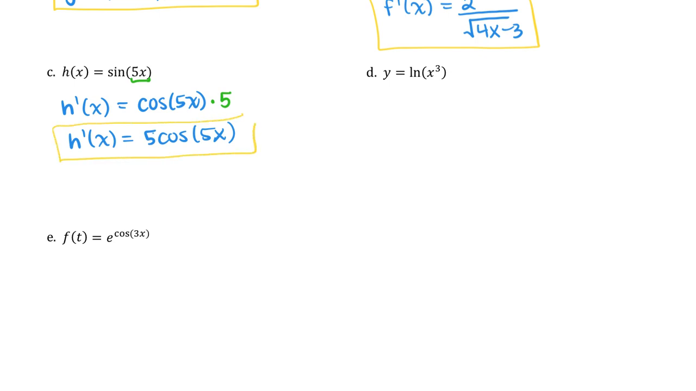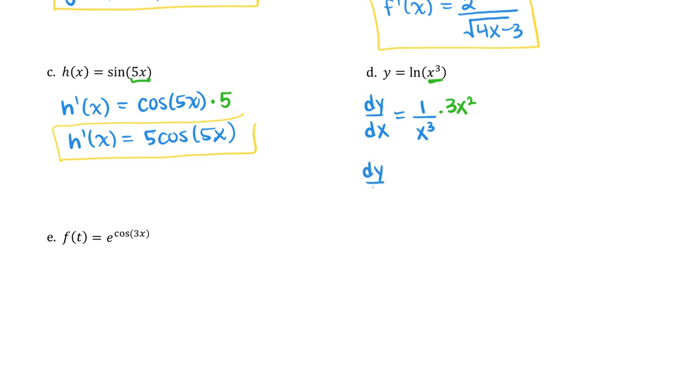Okay, for dy equals, so derivative, it could be dy dx or y prime. I'm doing the ln of x cubed, so I can take the derivative of ln, but then I'm doing it to the x cubed, so I have to also take the derivative of x cubed. Okay, so derivative of ln is 1 over the parentheses. The derivative of x to the third is 3x squared.